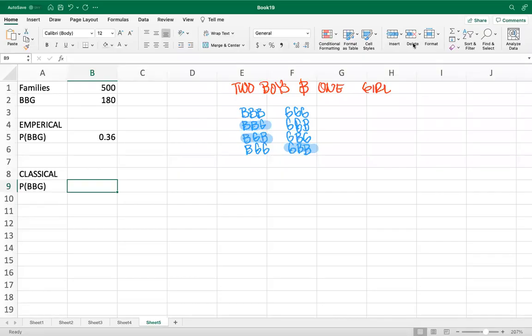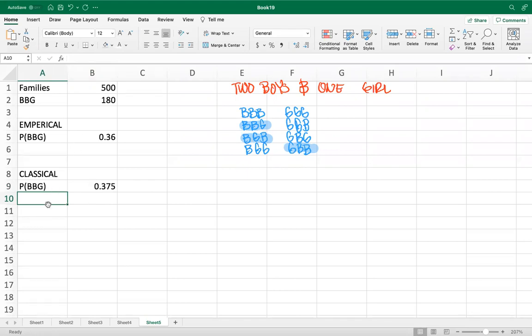All right, so now out of all of these, we have 1, 2, 3, 4, 5, 6, 7, 8. So out of this, we have 8. So the probability that we would have here is going to be equal to 1, 2, 3. So 3 out of 8, which is 0.375. 0.375 and 0.36. These 2 numbers are relatively close together.